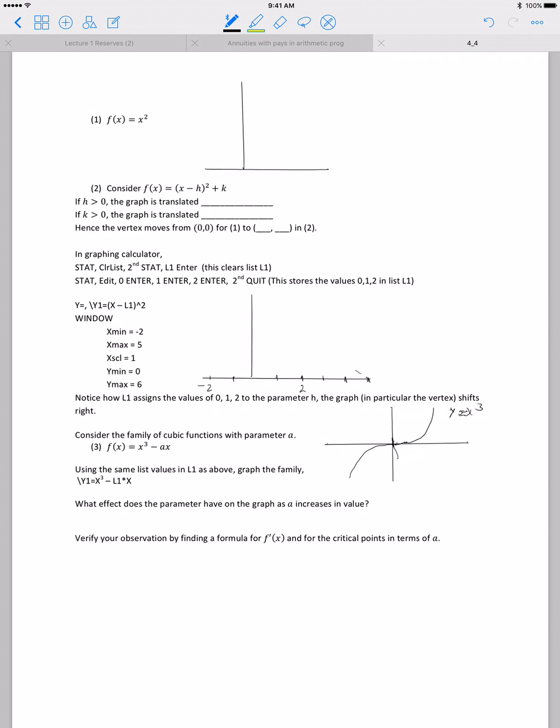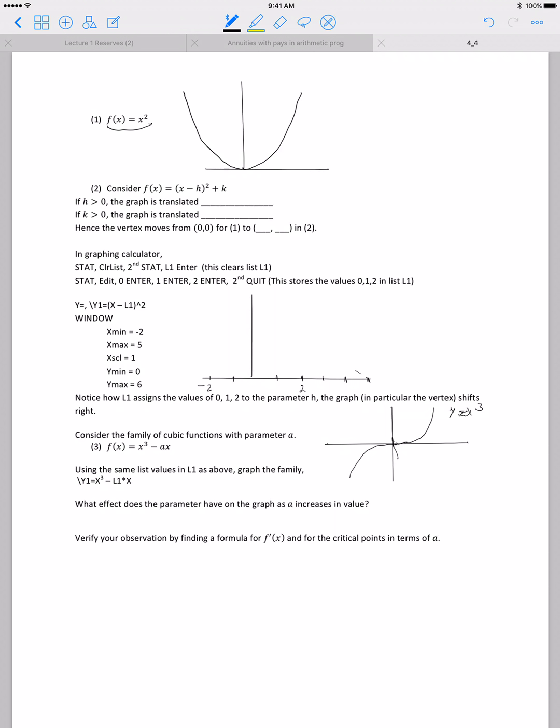This is section 4.4 in the textbook on families of functions. So let's start out with a very simple example. Let's consider f of x equal to x squared. And so I'll just sketch a rough sketch of it. And then let's consider using two parameters to translate the graph to where we want it to.